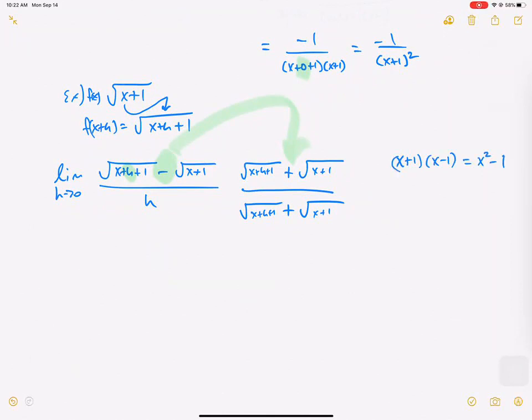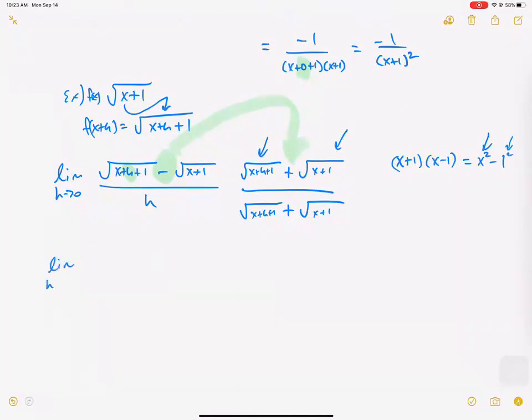The reason why we multiply by a conjugate is because of square roots. What does a square do to a square root? Cancels it out, right? A square gets rid of a square root. So we don't have any more square roots on top. That's the main purpose of this. No more square roots on top. Yes, the bottom becomes trash, but that's okay.